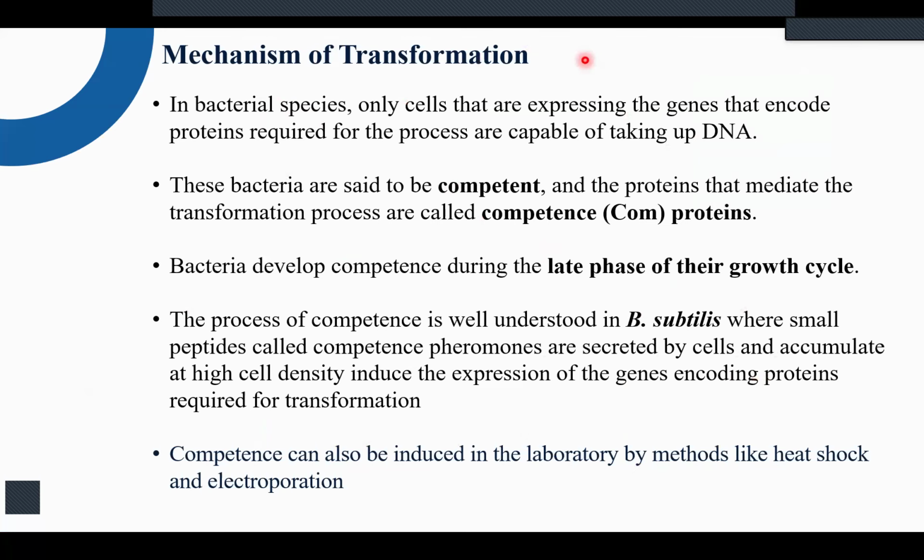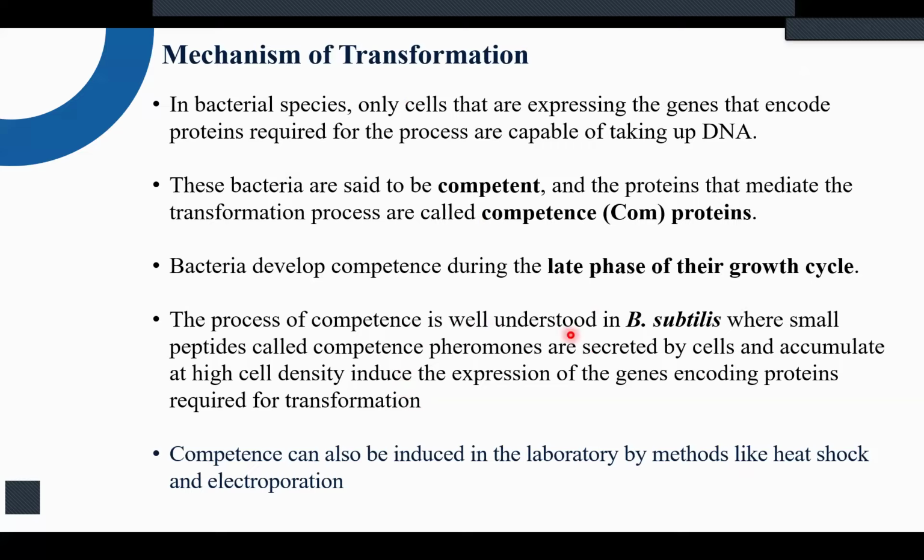Now, coming to the mechanism of transformation, transformation happens with the help of bacterial cells that have the ability to take up these pieces of DNA from the media. The bacteria which are capable of taking up these pieces of DNA are called competent bacteria or competent cells. And the proteins that help in this process are called competence proteins. Bacteria will develop this ability of taking up pieces of DNA in a later stage of their growth cycle.